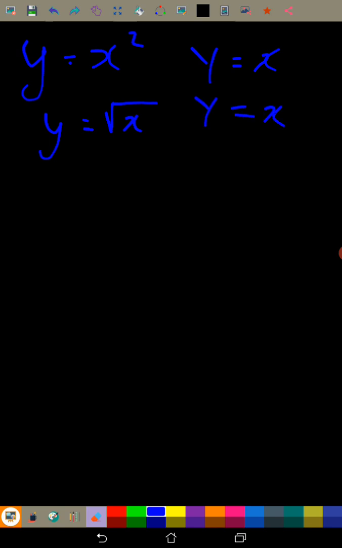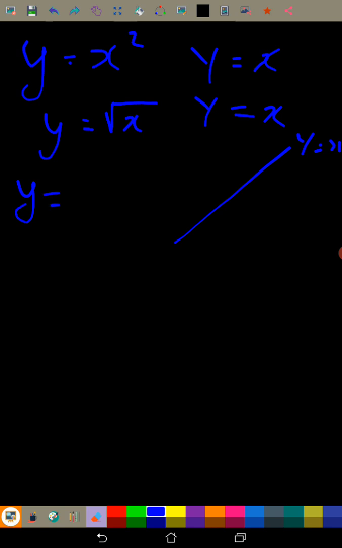So the inverse of y is equal to x squared is actually y is equal to root x. That's the inverse. And what else? What is the inverse of y is equal to x? That's a good question. It's y is equal to x also. The inverse of y is equal to x is y is equal to x, since the inverse of a function is a reflection of it in y is equal to x, so it will stay the same. It's not anything else.